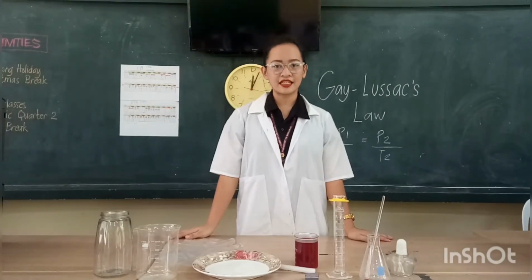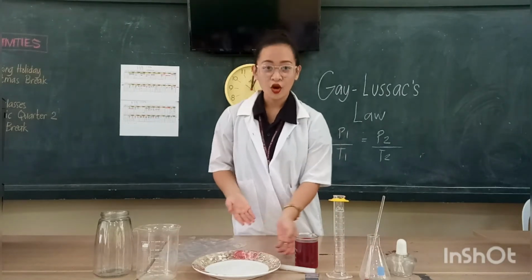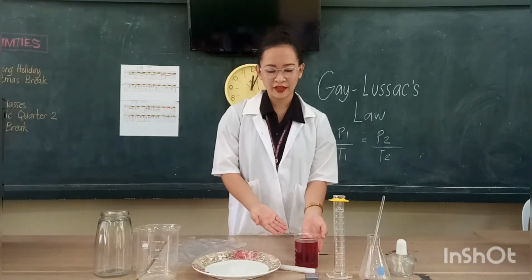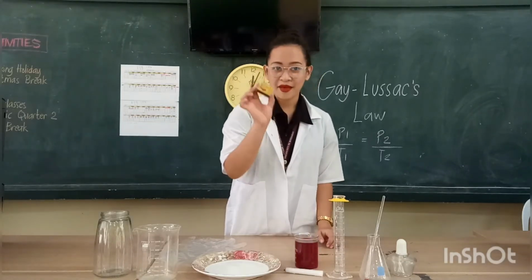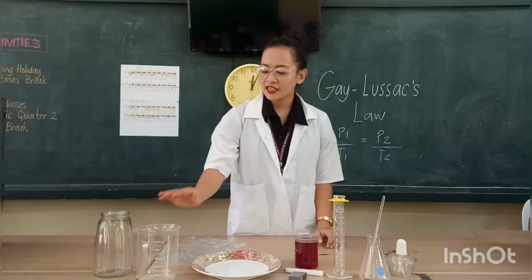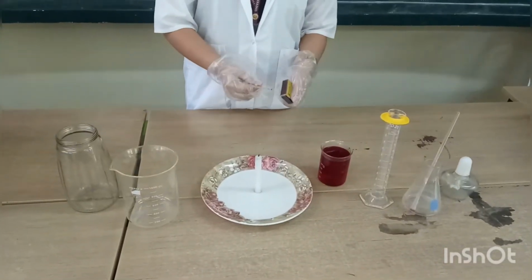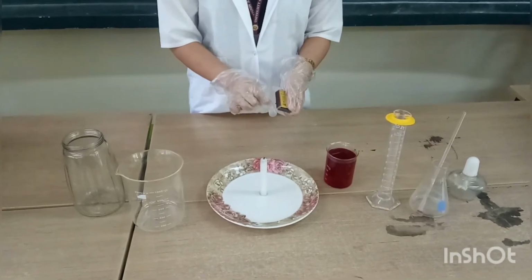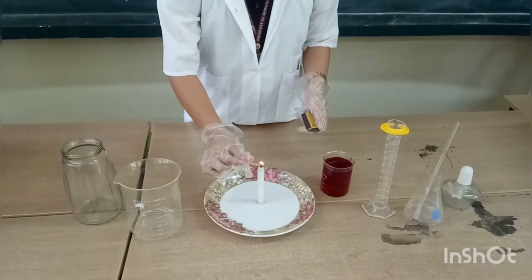The materials needed are the following: a shallow dish, some water with food coloring, a candlestick, some matches, and a jar. The candle is placed at the center of the dish. Next, light up the candle with a matchstick.